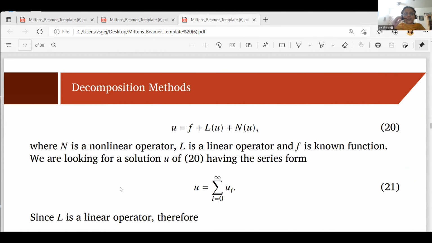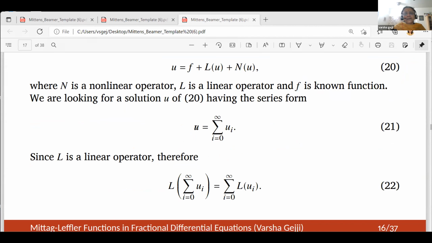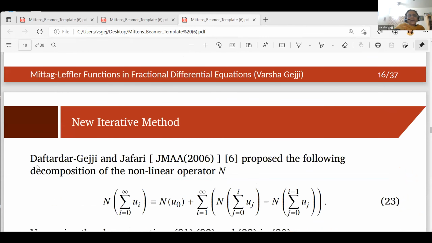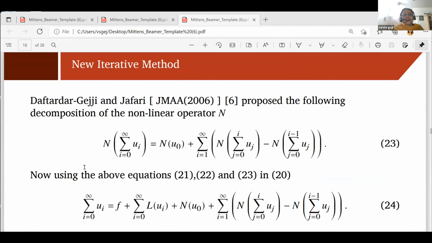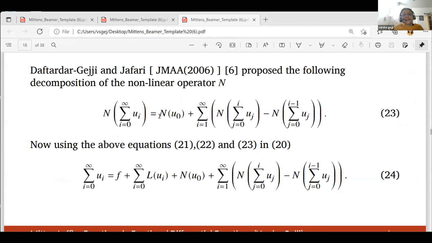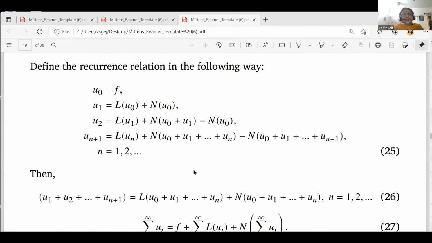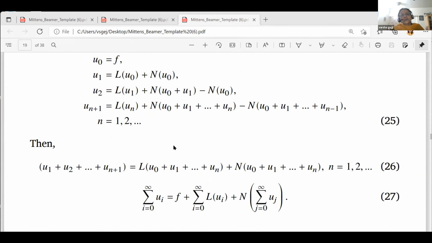And I described the decomposition method, which is valid for any such functional equation of the form u is equal to f plus Lu plus Nu, where L is a linear operator of its argument, N is a non-linear operator, and f is a known function. So I've just briefly described this, that then u is equal to summation ui, and because of linearity, L of summation is summation of L. And in this paper with my student Hussein Jafri, we have given this decomposition of the nonlinear operator as follows: N of summation ui is Nu naught, and this addition and subtraction. And with this, we set up the recurrence relation. So I briefly browse through this.